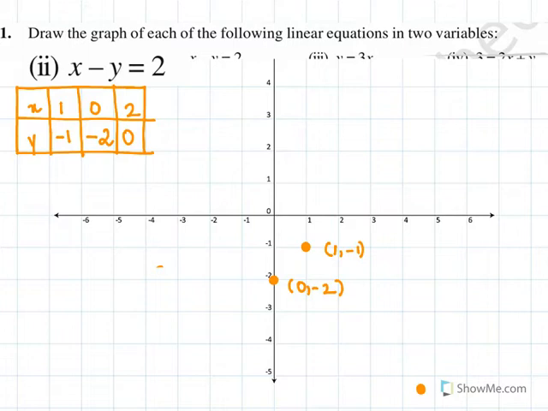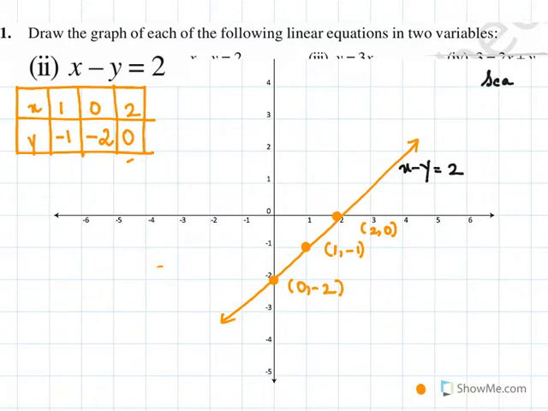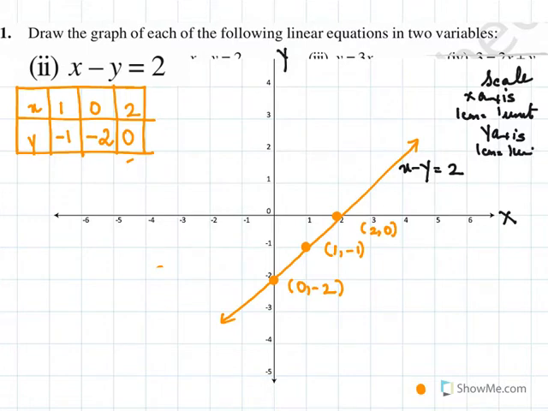Now next point is (2, 0), x 2, y 0. Y 0 means it must be on the x-axis. And here will be a point (2, 0). And when you join up, this is the line you will get. And this line is x minus y equal to 2. Make sure you write your scale. X-axis, you took 1 centimeter, 1 unit. Y-axis, 1 centimeter, 1 unit. This is your x-axis, this is your y-axis.